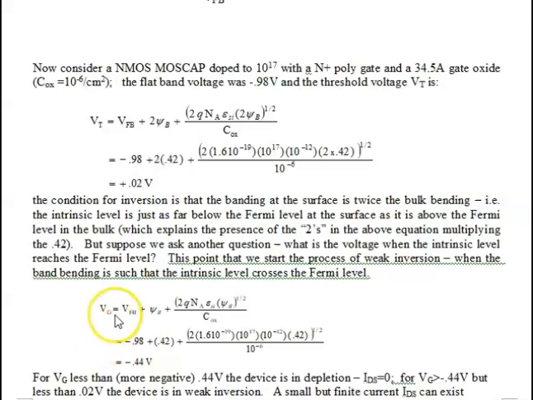So then we ask the question, and I'll ask it again: what is this point V1? It is the point where the intrinsic line, the intrinsic concentration, crosses the Fermi level. That's when we have an interface or a demarcation between depletion and weak inversion. So instead of having 2 phi b here, we have 1 phi b.